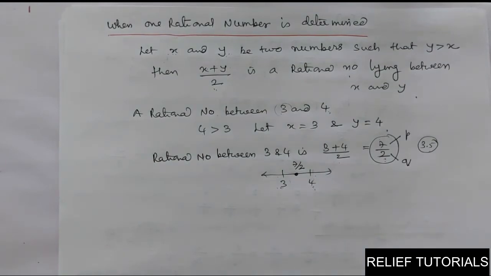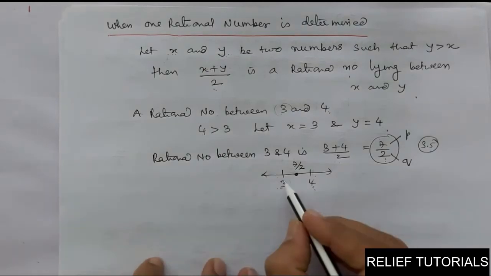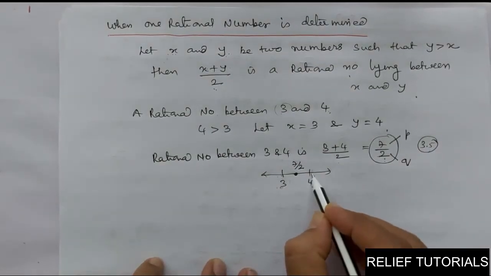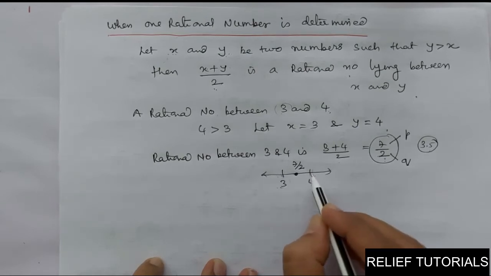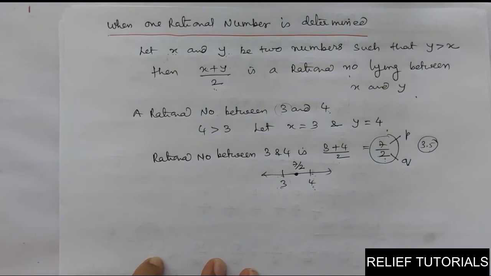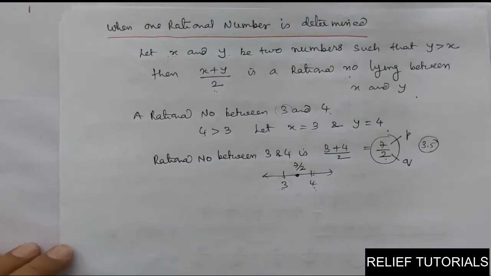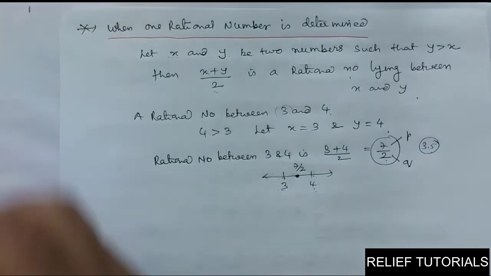Now the question arises: sir, you told us there are infinite rational numbers between 3 and 4. Yes, true. There are infinite rational numbers lying between these two numbers. And if you want to find more than one rational number lying between 3 and 4, how can we do that? Clear? So this is theory 1.